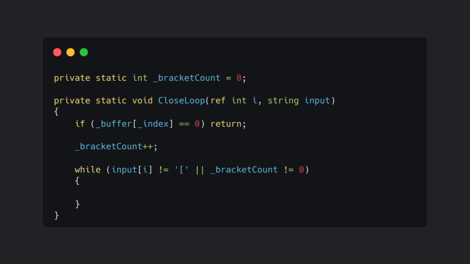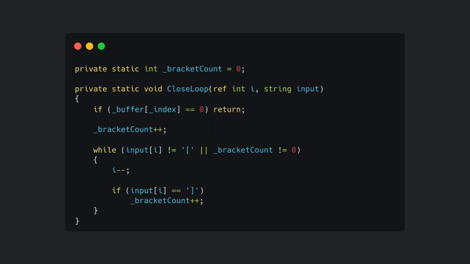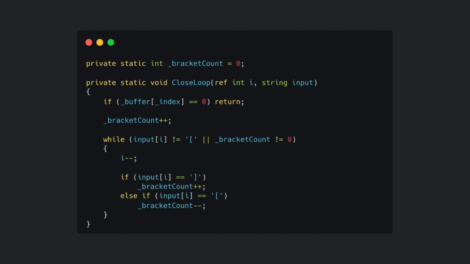Then by using a while loop, we need to find the start of the loop. Each iteration, we will decrease the I value so it will be possible to loop after we find a start. If we find another close bracket on the way, we increase the brackets count variable. And if we find an open bracket, we decrease it.